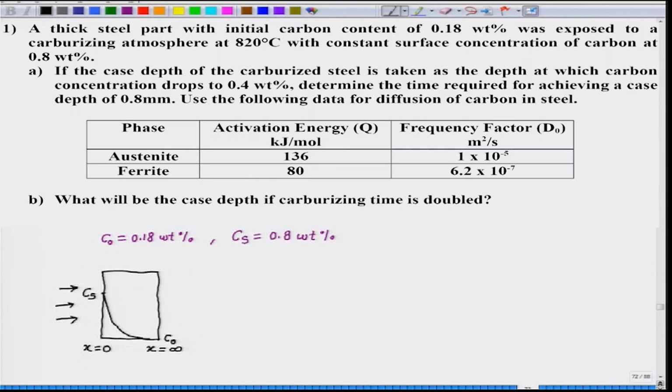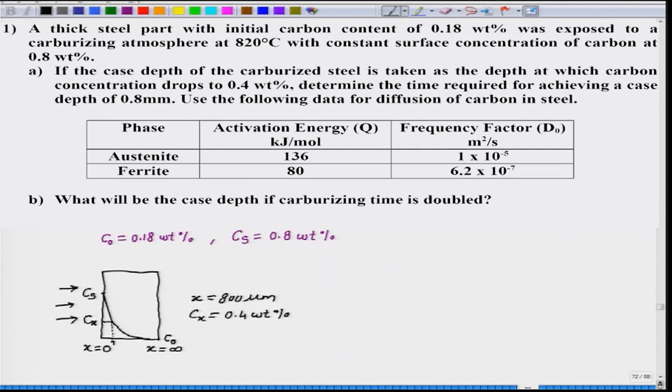Now, the first problem is, if the case depth of the carburized steel is taken as the depth at which carbon concentration drops to 0.4 weight%, determine the time required for achieving a case depth of 0.8 mm. So, we want to find the time at which at x equal to 0.8 mm, this is the x, 0.8 mm is 800 micron, the carbon concentration achieved, let us call it C x, is 0.4 weight%.